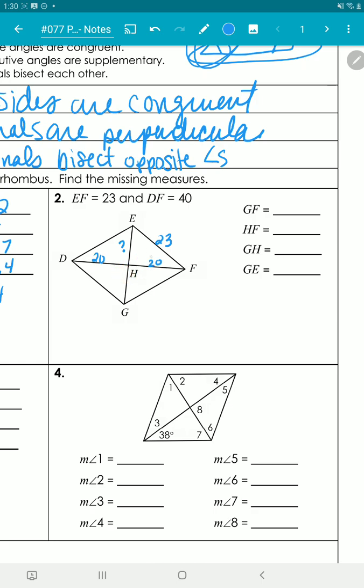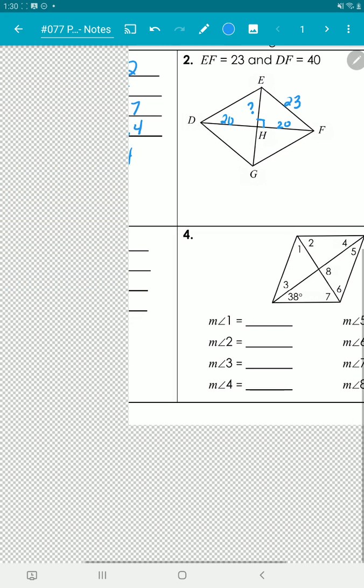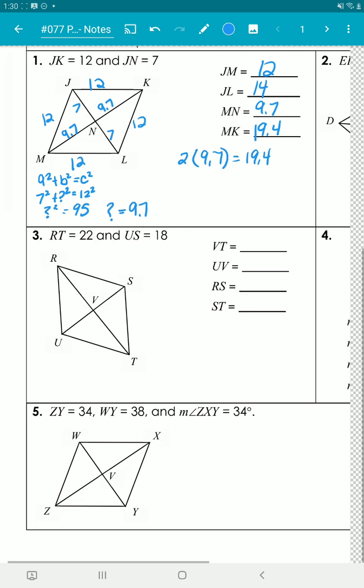So again, this one's 20. There's a right angle here. You can solve for this one using the Pythagorean Theorem with this triangle. Okay, pause the video and try that one on your own. Okay, so going to the next one.